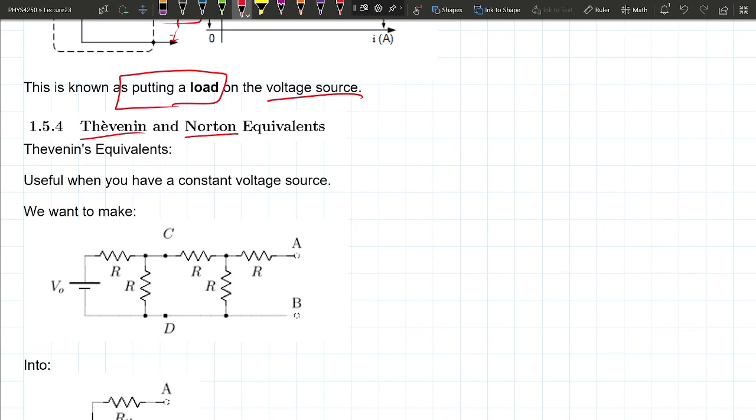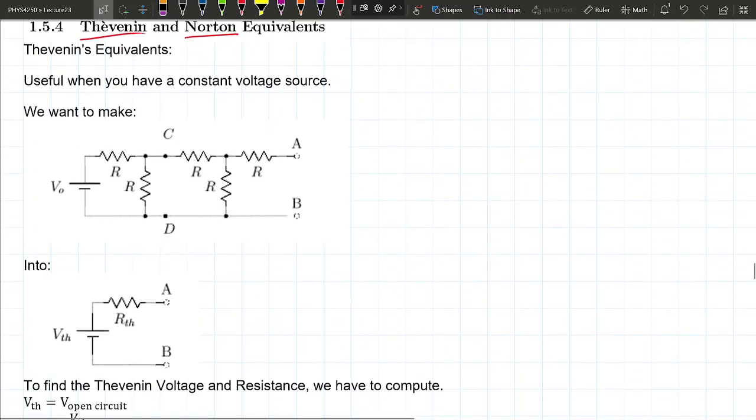Thevenin's equivalent is useful when you have a constant voltage source, which is what we have in this lab. That's why I don't do a lot of the Norton equivalent stuff, because we don't really need a constant current source. Let's say I have this circuit here. We have one voltage source, a power supply, and a bunch of resistors arranged like this. If you apply Kirchhoff's loop law and junction law to this, after about half an hour, you'll figure it out. Even though all the resistors are the same, it's just complicated. It's a lot of steps of algebra, a lot of loops, a lot of equations to combine.